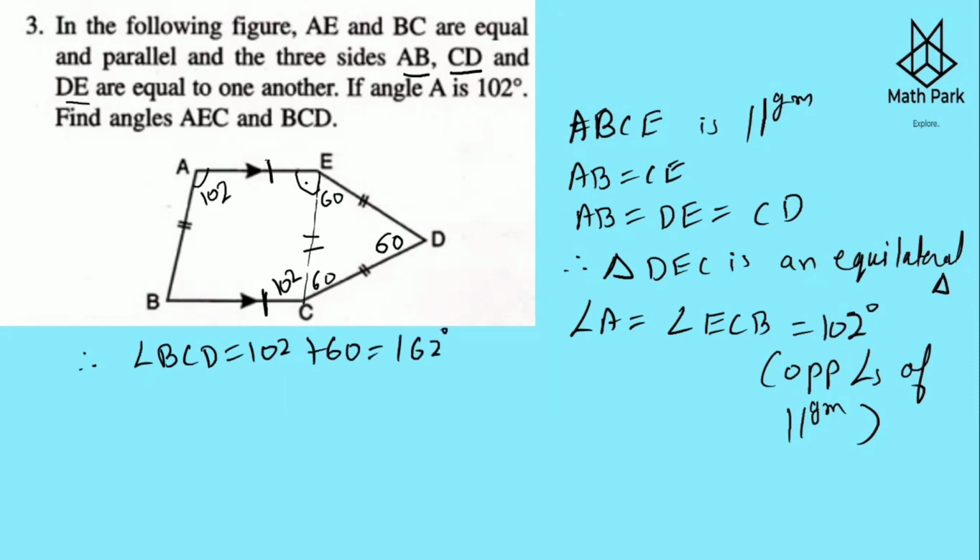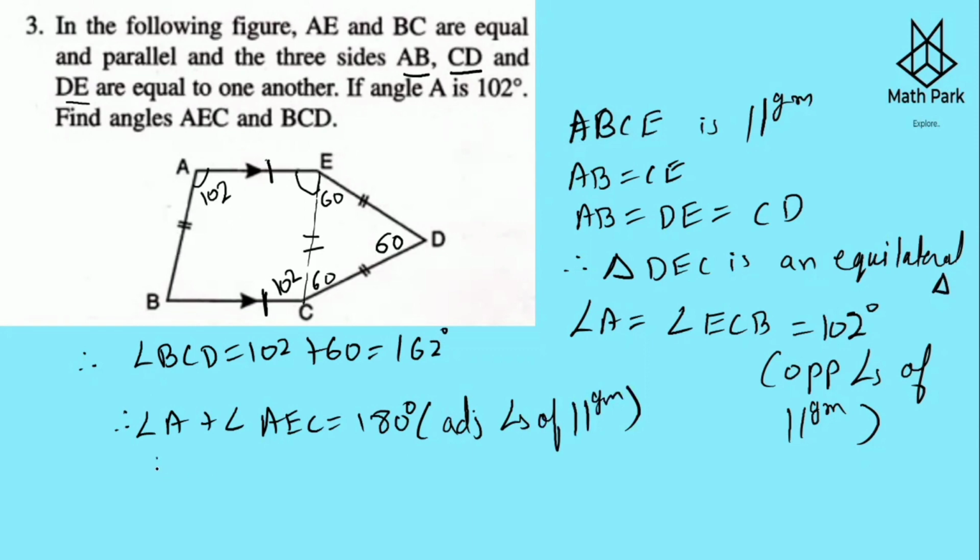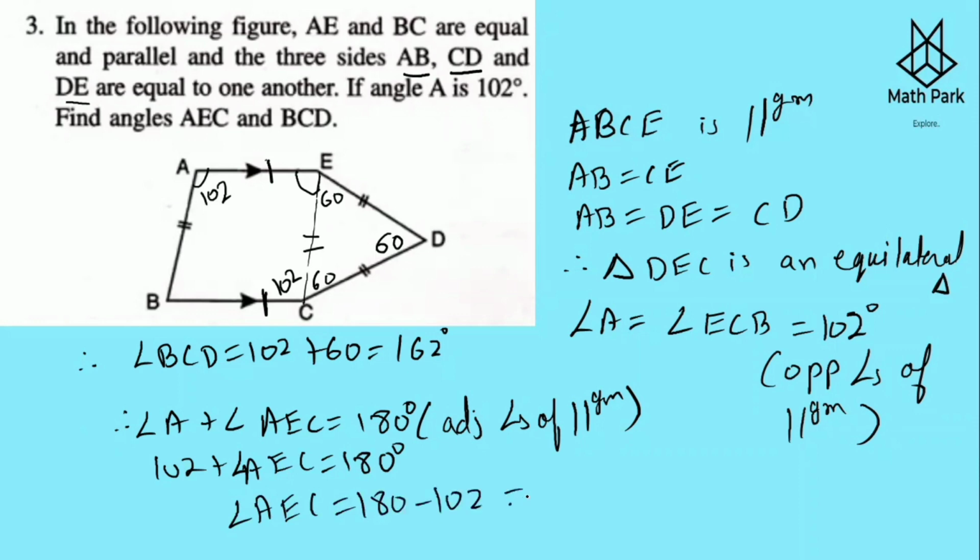Got it. Now let us find angle AEC. We know that consecutive interior angles are supplementary. This is a parallelogram, so we get angle A plus angle AEC is equal to 180 degrees. They are adjacent angles of a parallelogram and they are supplementary. So you get 102 plus angle AEC is equal to 180, and we get angle AEC is equal to 180 minus 102, which is 78 degrees. So this is how we found the angles as 162 and 78 degrees.